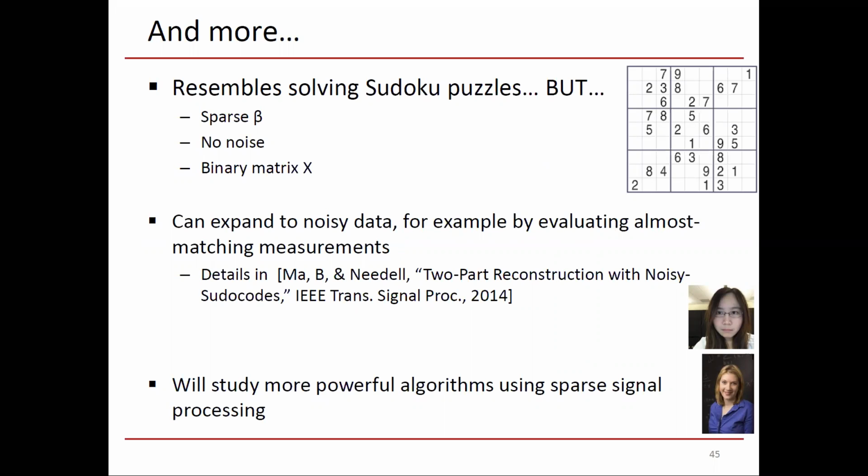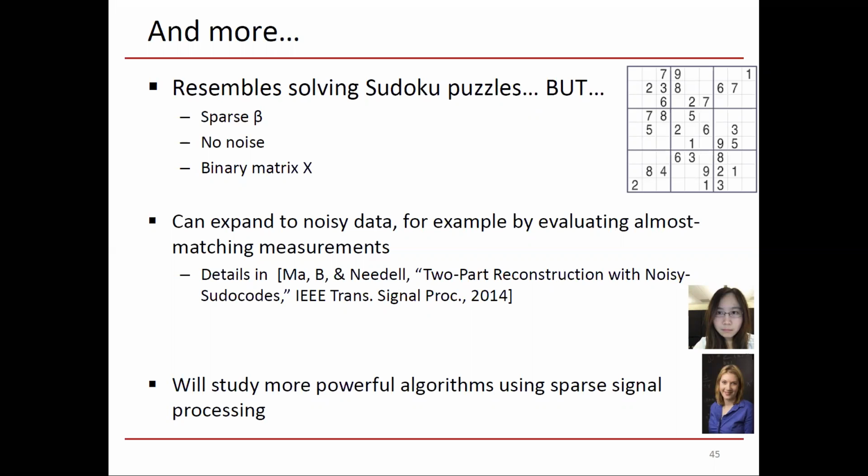And we also understood that when there are matching measurements, because there are a lot of zeros and the real valued non-zeros are unstructured, matching measurements provided a lot of information. So this resembles solving a Sudoku puzzle, but the beta vector is sparse, there's no noise, and we also assumed a binary matrix. In real world problems, beta may not be exactly sparse, it may be close to sparse, there may be a lot of small non-zeros, but not exactly.